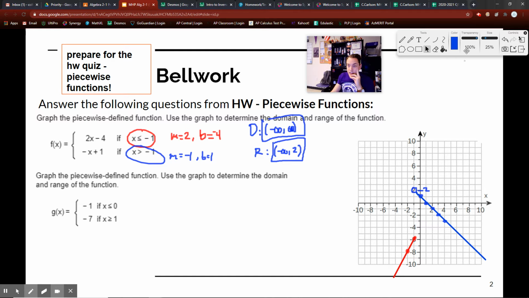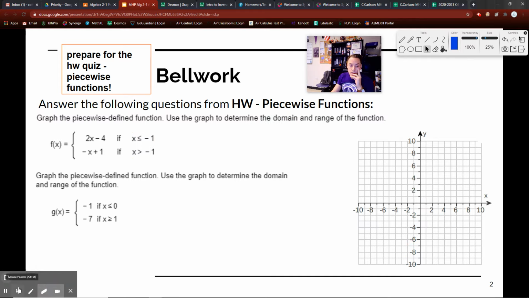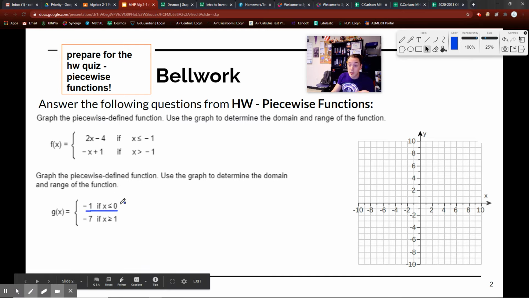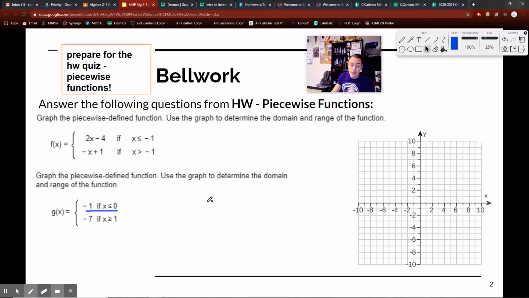Now, let's go to the next one. I'm going to erase everything. So in blue, we got this. I went through this in the notes as well, but let's just do it really quick. That's -1, and that's going to be less than or equal to 0. So it's actually going to be a closed dot all the way over. And then this one is another closed dot at -7, not at 0 but at 1 right here. And it's greater than, so that means it's going to go this way.